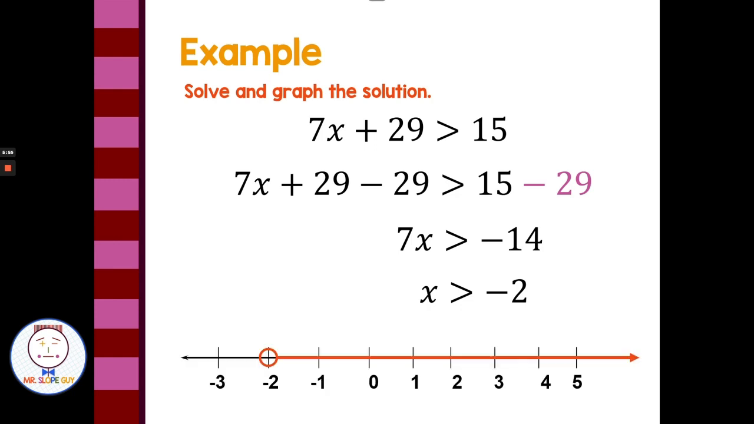To graph, open point on negative 2 and shade to the right to include all the positive solutions that work for x. So if I put negative 3 in for x, negative 3 doesn't work. So notice how that's not in the shaded area. But anything I put over here, if I put 3 in, 3 is greater than negative 2. So all the points on this side work. So my shaded area is going to include all the correct solutions.